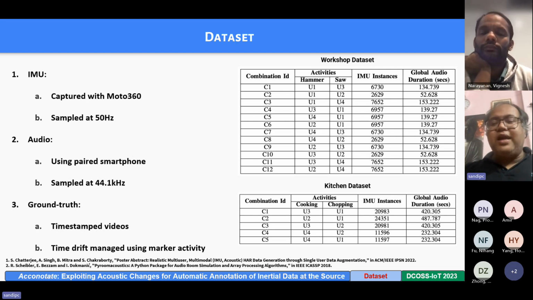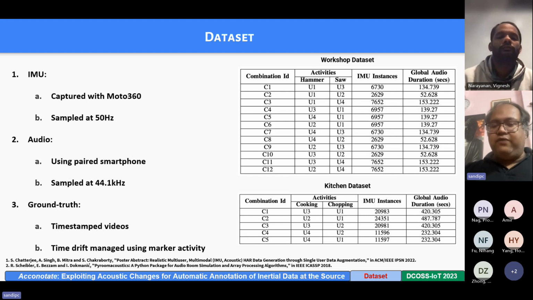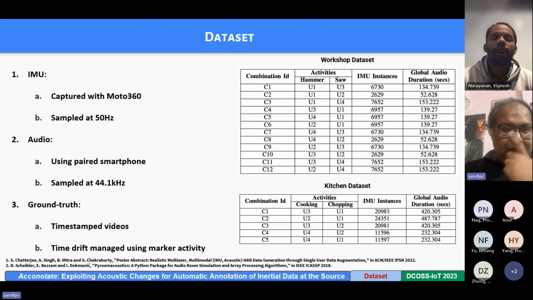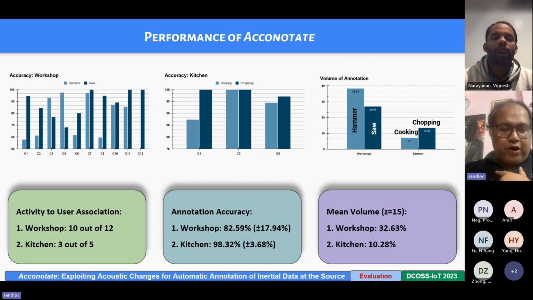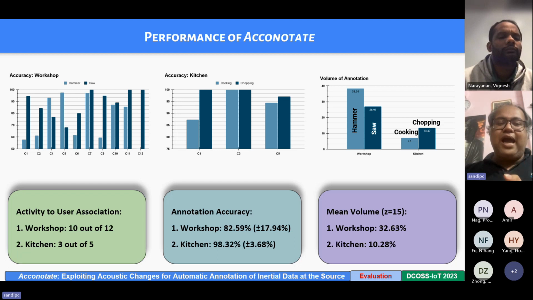Okay, so remember that the model that we have developed is entirely based on change point detection and clustering, and then applying some heuristic to sync them together. So it doesn't need any kind of supervised data as such, but just to evaluate the model, we have used video data, basically timestamp video, which works as ground truth data. So what we observe about the performance of annotate is how good it can associate the activity to the user.